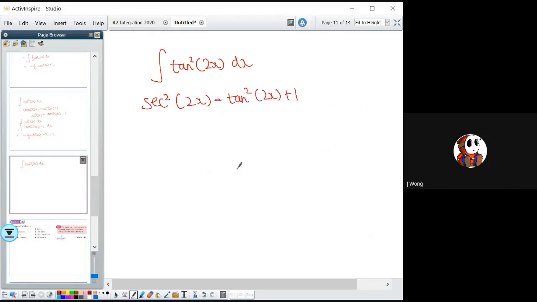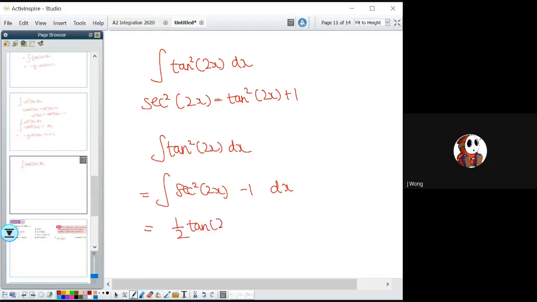It's the same case. Since the argument is 2x, I'll put 2x in the brackets, and then I will make tan squared 2x the subject. And then we'll see why we should do this change. As you can see here, we know how to integrate sec squared 2x. That is one of the forms that we had. So that's why it will be a half tan of 2x minus x plus c.